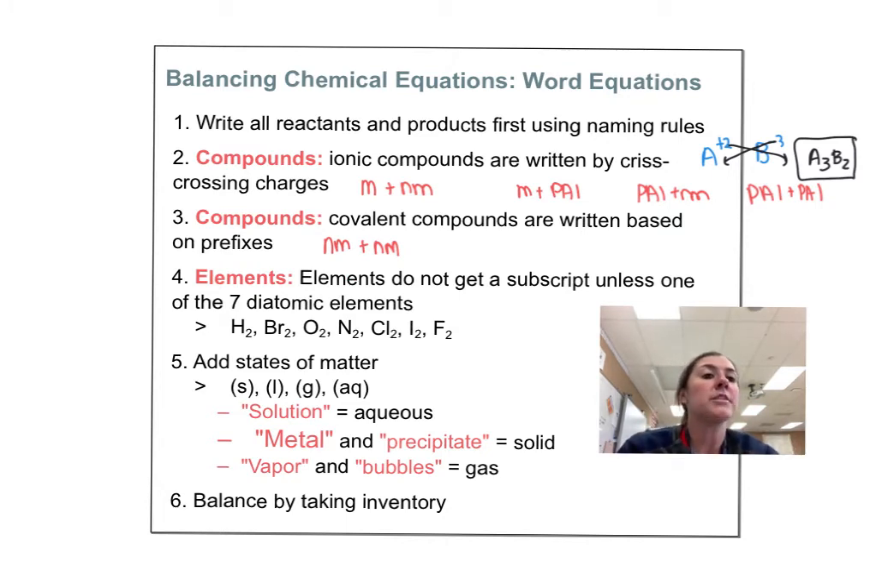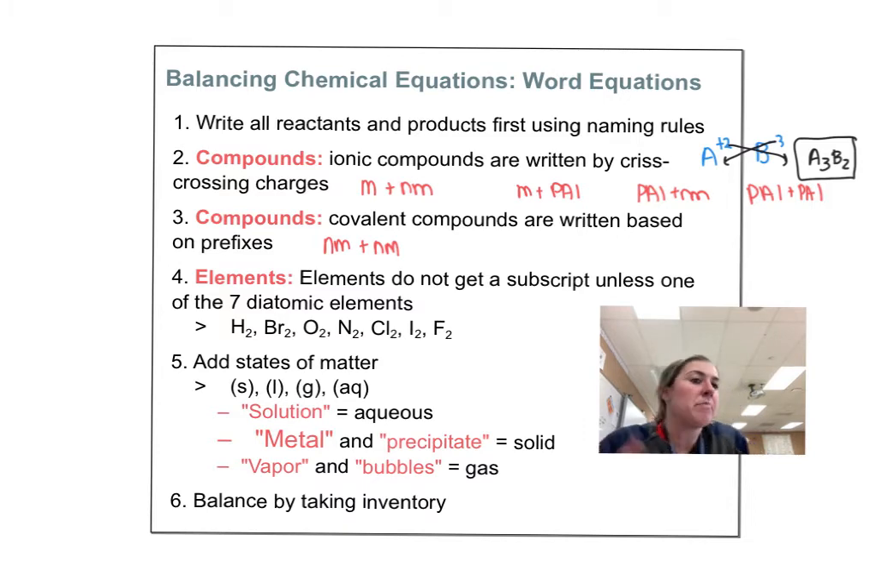Okay, the other possibility is it could be an element all by itself, not 2 things bonded together, just one solo guy. Elements do not get any subscripts, any small numbers, unless it is one of these 7 diatomic elements. And the way I remember these is the phrase hike, bro, need, cliff, bar. Don't worry about the bar part. But if I'm going for a hike, bro, I need a cliff bar. So hydrogen, bromine, oxygen, nitrogen, chlorine, iodine, and fluorine.